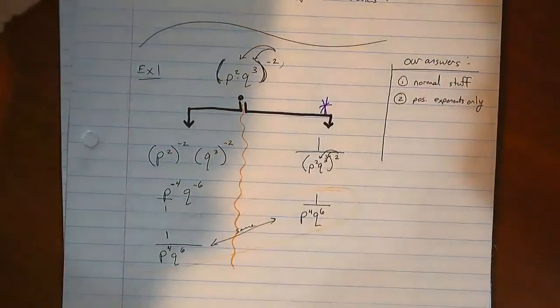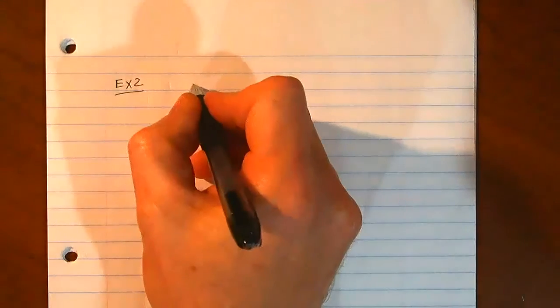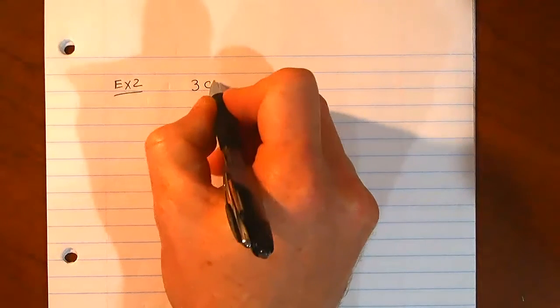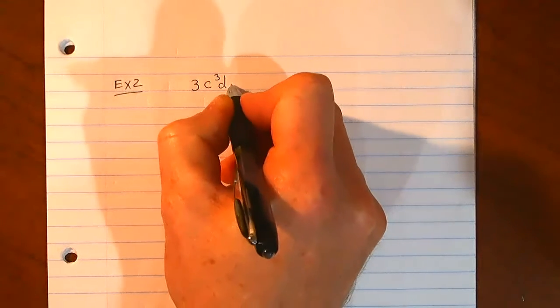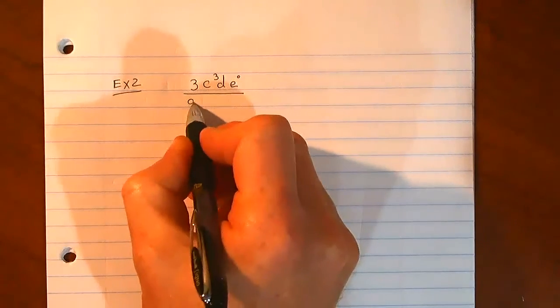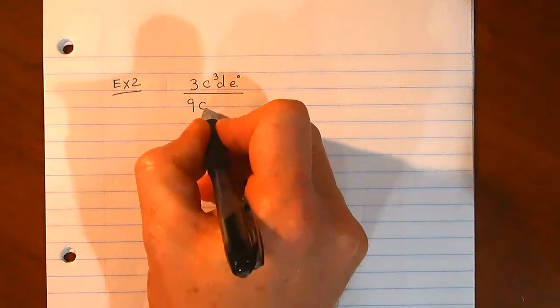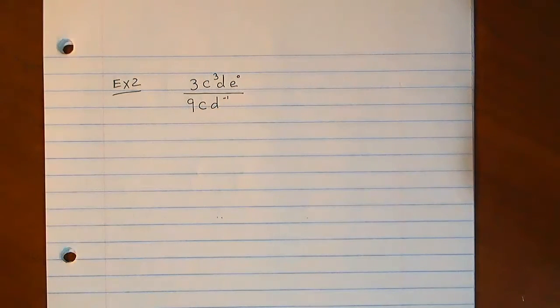There's our first example. Let's move on to a second example, example number 2. And again, once I get this written here for you, I would recommend that you pause the video and try this on your own first before you watch my answer. So here we go. I have 3 times c cubed d e to the 0, and that is divided by 9 times c d to the negative 1 power. Okay, so here's our next example. Why don't you pause the video and give that a try on your own?